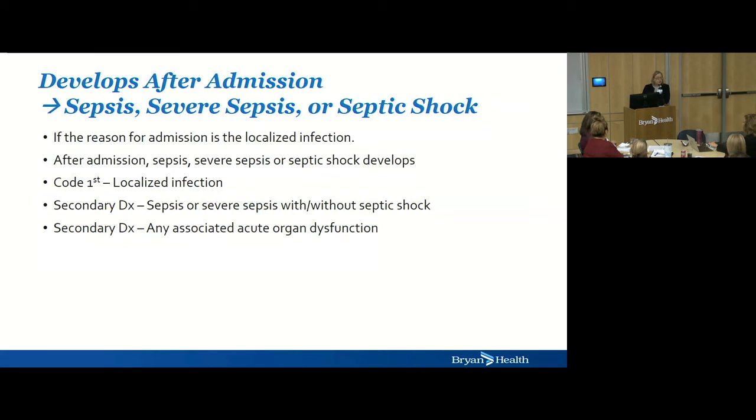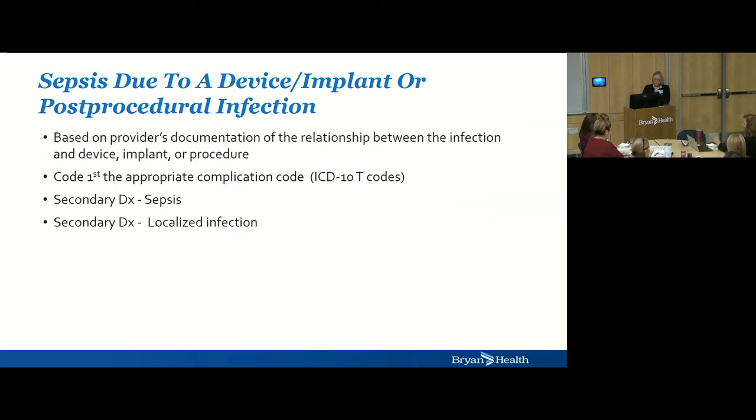So sometimes we do query our providers, because if it's not real clear whether the sepsis was present on admission or not, we do query for that. Then there's another rule of sepsis due to a device, implant, or a post-procedural infection. If this is the instance, then the first listed or principal diagnosis is going to be the complication code, or in the coding world, we call it a T code.